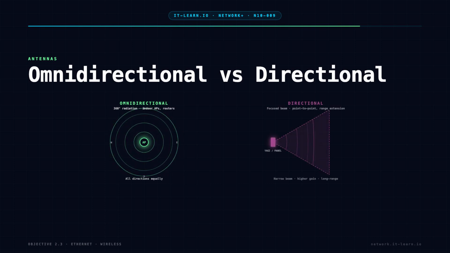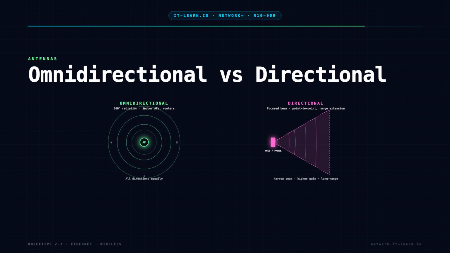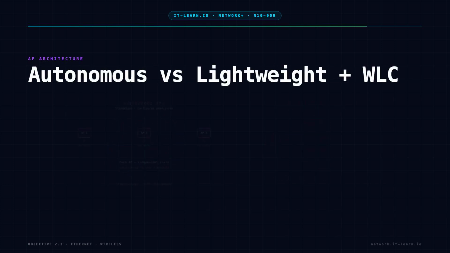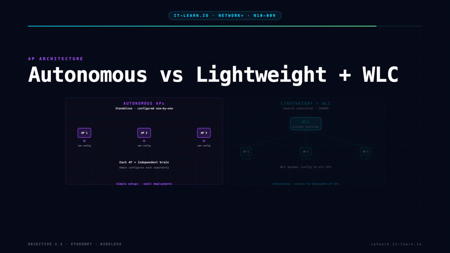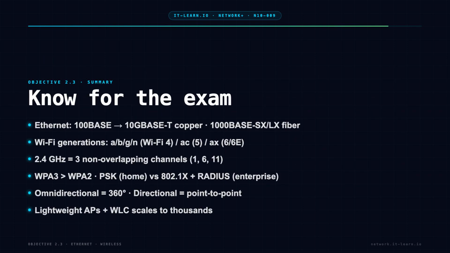Antenna selection affects wireless coverage. Omnidirectional antennas radiate signal in all directions and are used for general coverage. Directional antennas focus signal in a specific direction and are used for point-to-point links or to extend coverage in a particular area. The distinction between autonomous and lightweight access points is also important. Autonomous access points are configured individually and operate independently. Lightweight access points rely on a central wireless controller for their configuration and management. Lightweight APs are preferred in enterprise environments because they simplify management and enable features like seamless roaming.